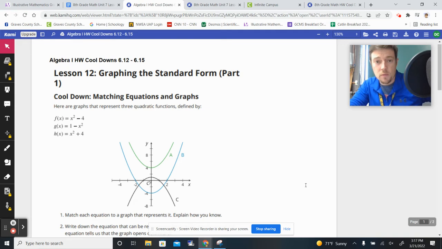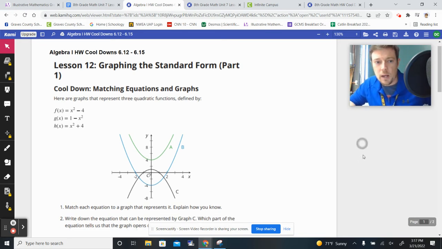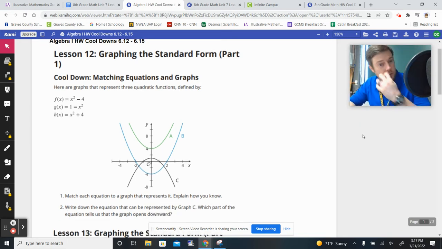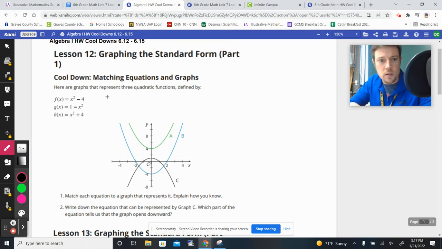We're graphing standard forms of these quadratic equations. And we're just kind of making some matches here on this problem. We've got three graphs, A, B, and C. And we've got three equations, quadratic functions, actually, that they've written, f of x, g of x, and h of x, defined as you see there. Our job for number one is to match each equation to a graph that represents it, explaining how you knew. All right, so what we're going to do is match them up here.